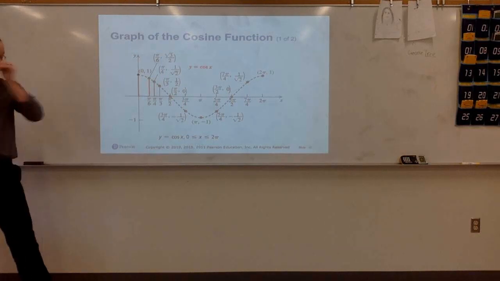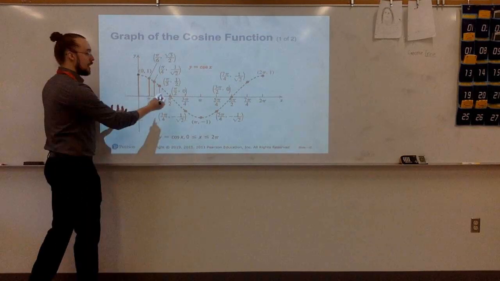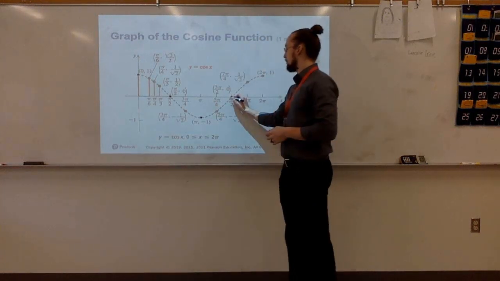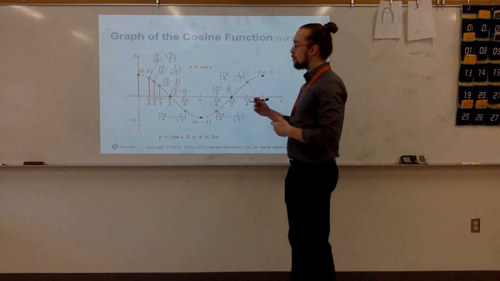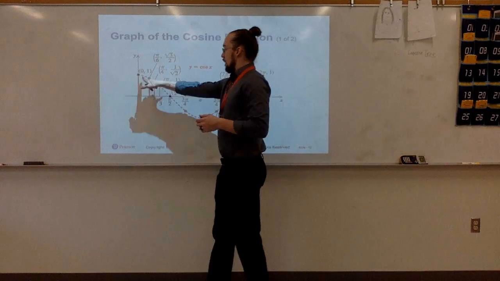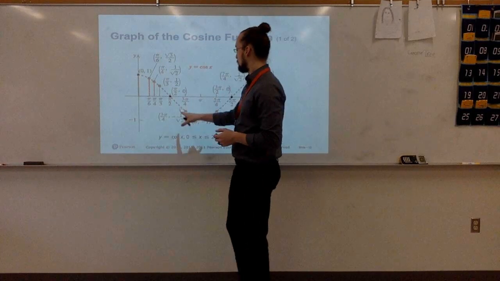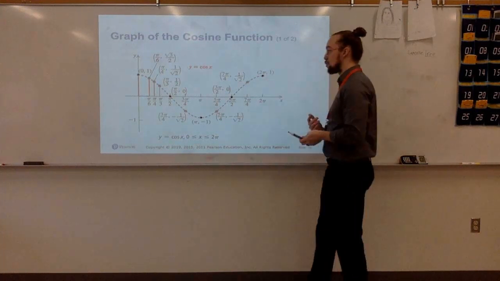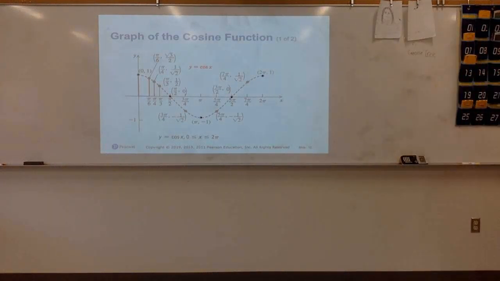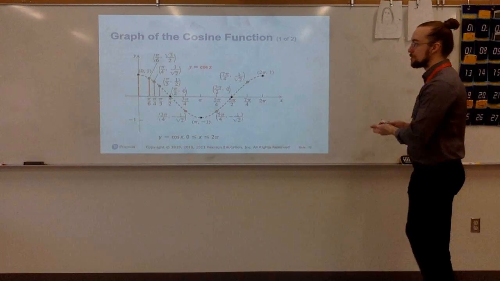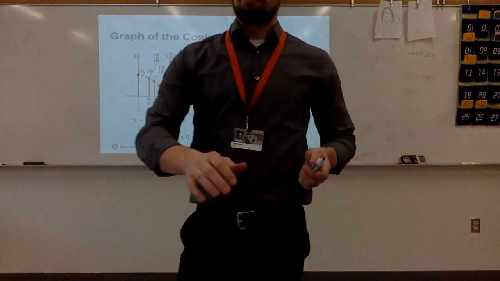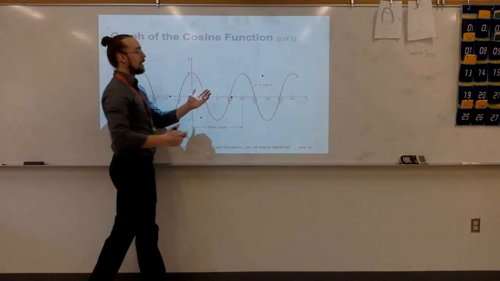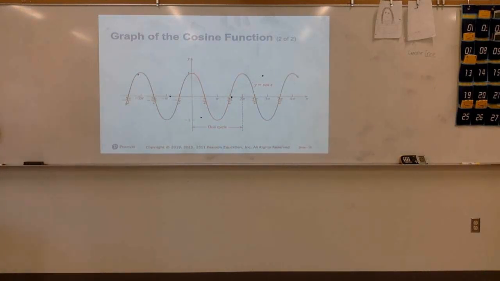So for cosine, we start at the point 0, 1, and then our key points, intercepts, mins, and maxes. We pulled all of these values from the unit circle. So 0, 1, pi over 2, 0, pi, negative 1, 3 pi over 2, 0, and 2 pi, 1. Mins, maxes, and x-intercepts are our key points of the cosine function. And again, that's just one period of that function. It continues on forever like that in both directions.